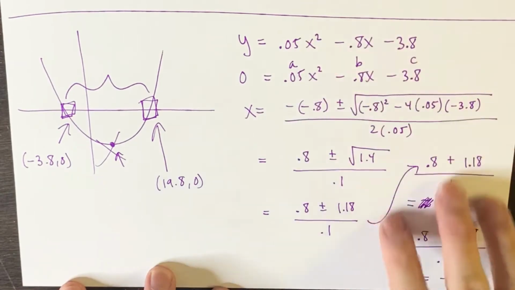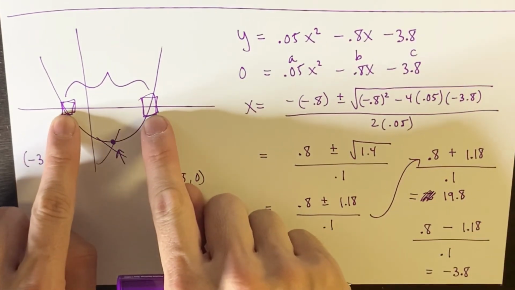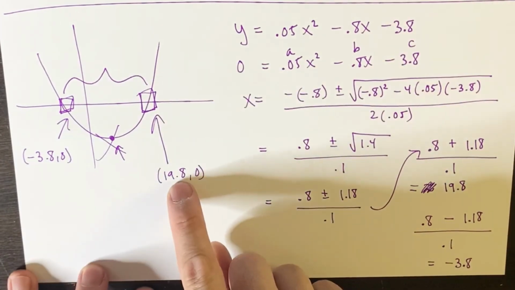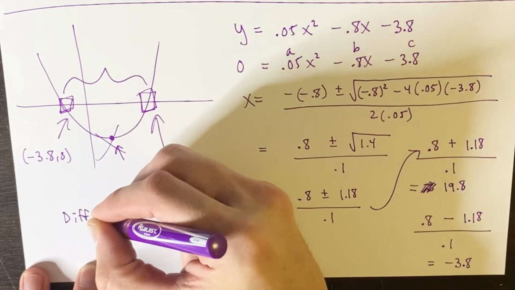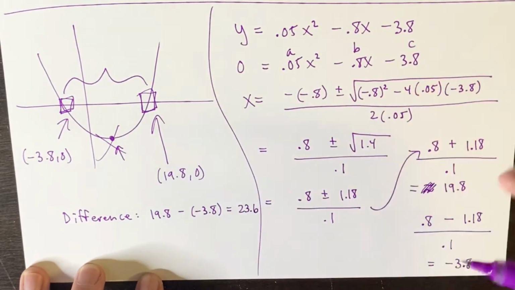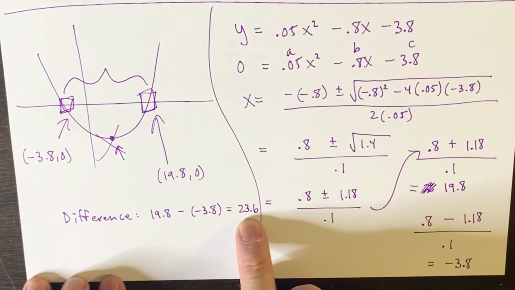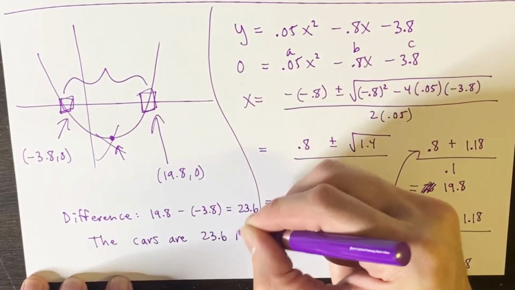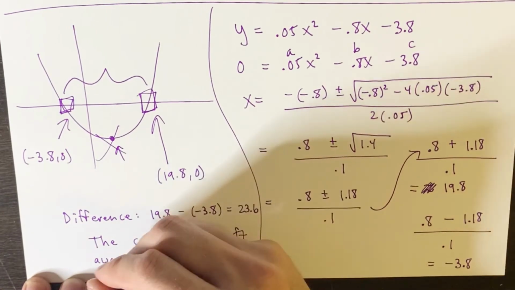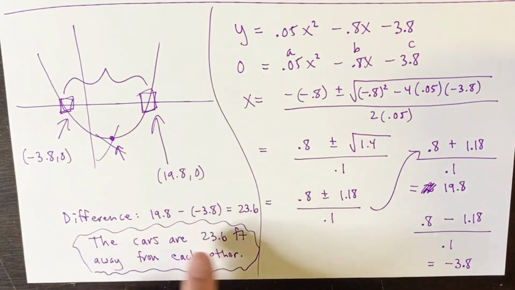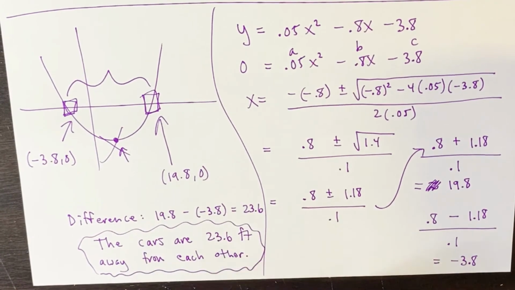So the quadratic formula told us the location of the x-intercepts. I now wish to find the difference between them. So I go the end minus the start. And this has a difference of 23.6, and so we can summarize the question. I think they forgot to mention feet, but it should have been in terms of feet. So the vehicles are 23.6 feet away from each other.